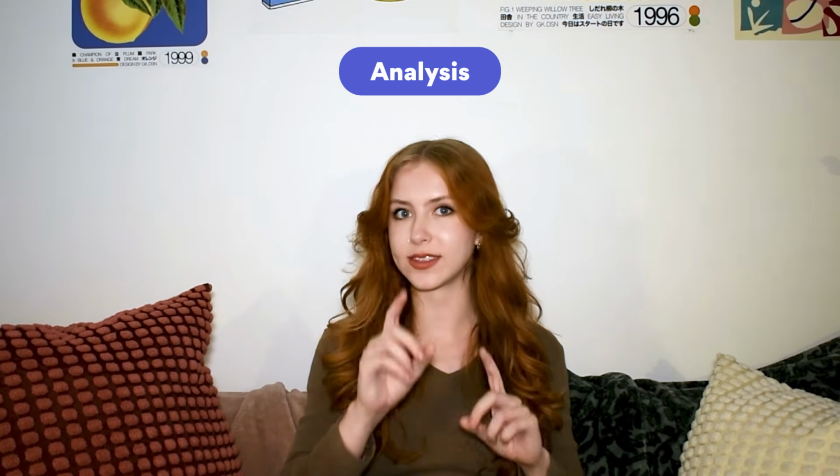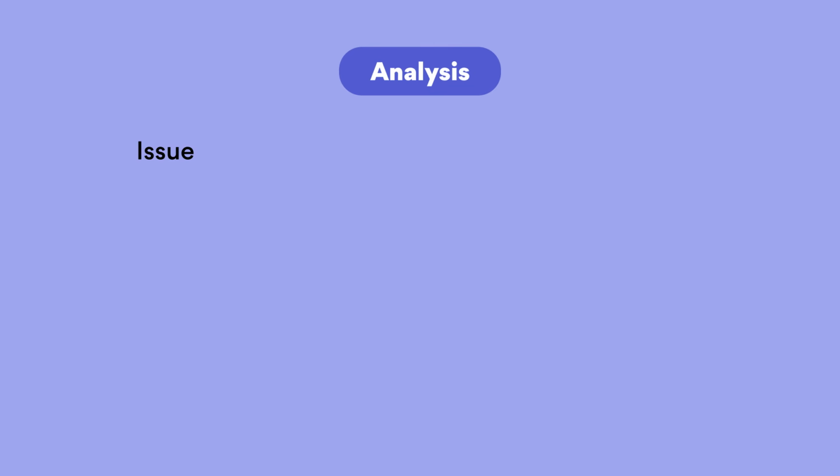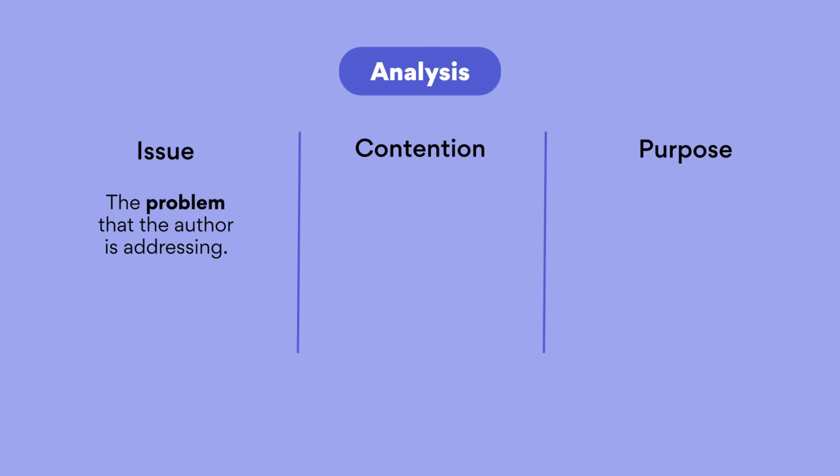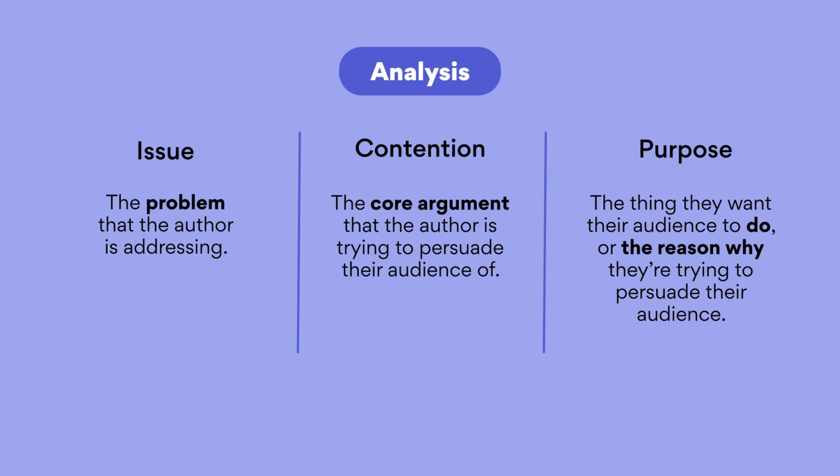As for those general points that you want to remember, firstly, make sure you understand the difference between issue, contention, and purpose. It sounds simple, but it's a mistake that a lot of students make. The issue is the problem that the author is addressing. The contention is the core argument that the author is trying to persuade their audience of. The purpose is the thing that they want their audience to do, or the reason why they're trying to persuade their audience.